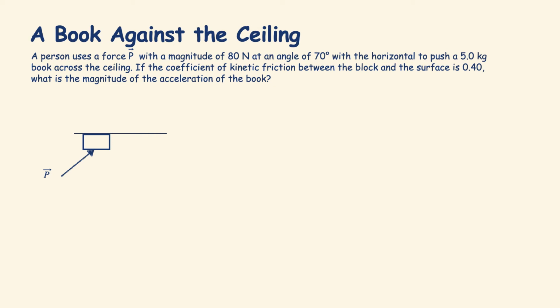Let's look at a situation where we don't have an object sitting actually on the floor or the ground or the table. But imagine, for whatever crazy reason, you take a book and you press it against the ceiling. In this particular case, we'll have a person using a force P with a magnitude of 80 newtons at an angle of 70 degrees with the horizontal to push a 5.0 kilogram book across the ceiling. If the coefficient of kinetic friction between the block and the surface is 0.4, the question will be, what is the magnitude of the acceleration of the book?